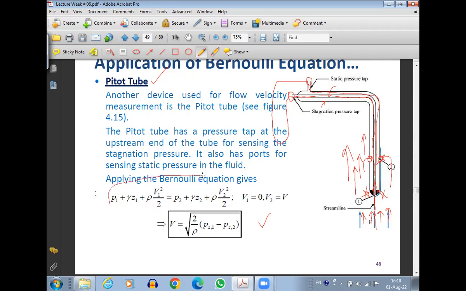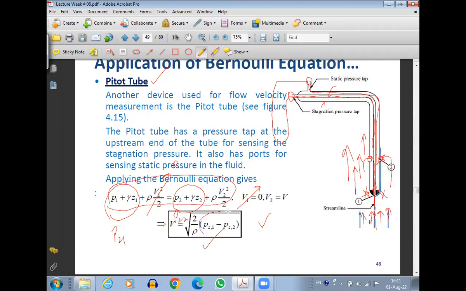If I apply Bernoulli's equation between 1 and 2, I know at 1 velocity will be 0, because the whole flow will be entering into this pipe. So it should be the stagnation point. Velocity will go to 0. At 2, velocity will not be 0, because the velocity direction is perpendicular to the opening, so none of the fluid is going to enter. The direct fluid motion will not be there. So V2 will not be 0. If I put V1 as 0, this term goes to 0. Here P1 plus gamma Z1 is basically PZ1, and P2 plus gamma Z2 will be PZ2. So what we are left with is V equals the square root of 2 into PZ1 minus PZ2 divided by rho. So this becomes the formula for velocity using the Pitot static tube.